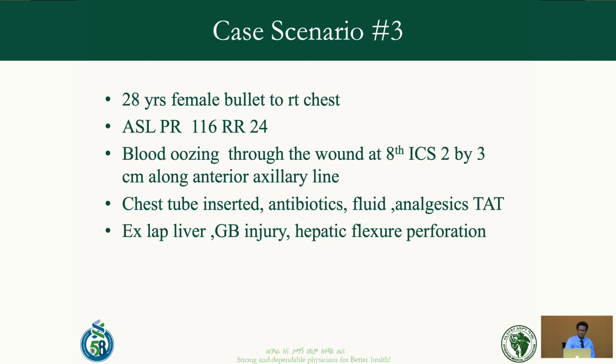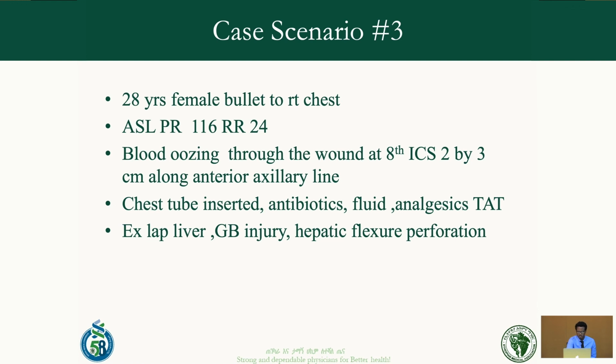The last patient is a 28-year-old female soldier. She sustained a bullet injury to the right chest, and she is acutely sick on presentation with tachycardia of 116 and respiratory rate of 24. There was blood oozing through the wound at the 8th intercostal space on the right side at the anterior axillary line. Immediately we inserted a chest tube, antibiotics initiated, all the supportive measures taken, and the patient explored.